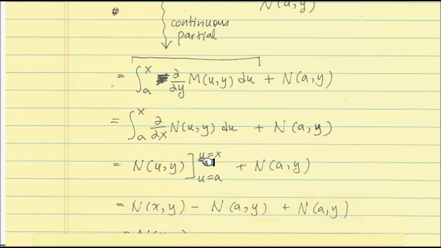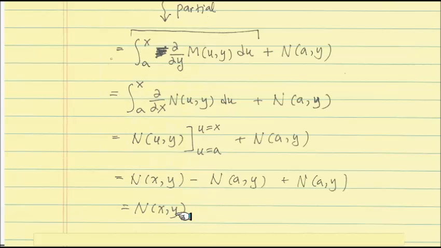Plugging in x gives N(x,y), and a gives N(a,y), negative. This is exactly how I got this N(a,y) after you differentiate it, so these two cancel, and it just leaves N(x,y), which is what we wanted. I looked at this part first and thought about what to put in here so that they cancel out, then went back to the formulation. And this is the result we wanted: the derivative of capital F with respect to y being N. So the construction of our F has the property satisfied.